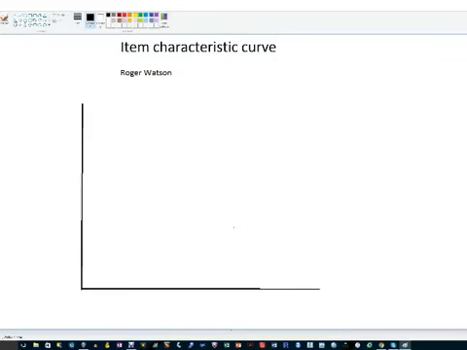Hello, my name's Roger Watson and this session is about the item characteristic curve.